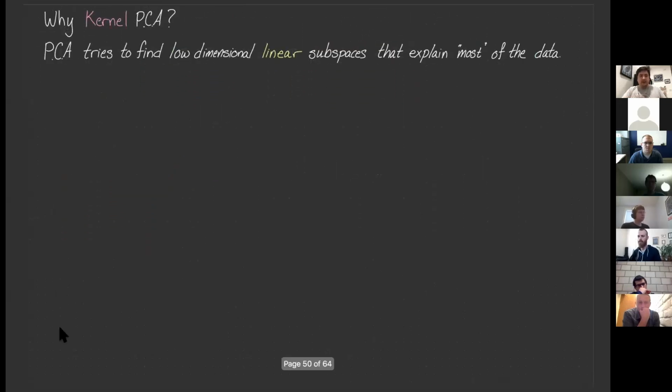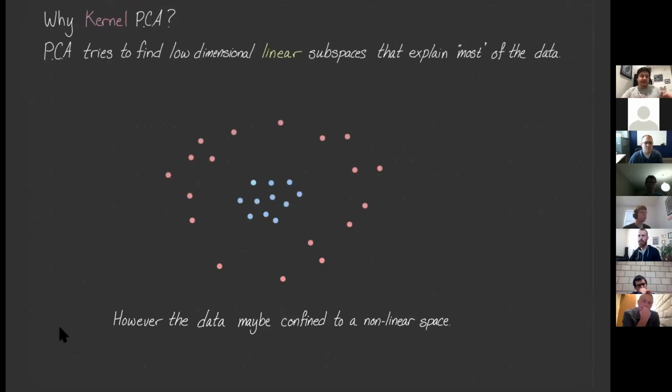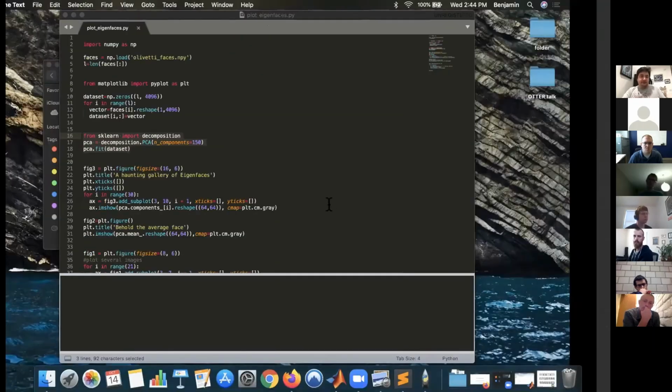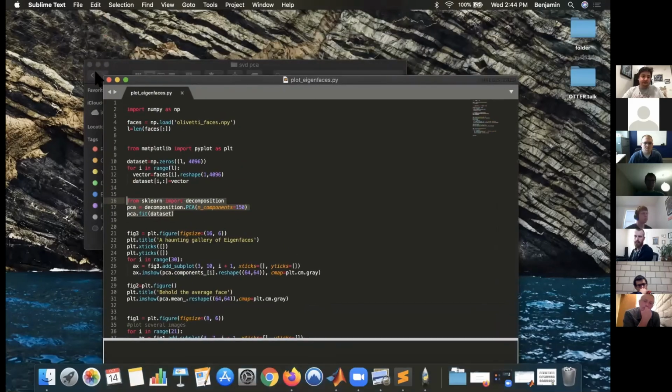All right. So why do we need kernel PCA? Well, PCA tries to find these low dimensional linear subspaces that explain most of the data. But sometimes your data might not be confined to a linear subspace. So here we have some data lying on these circles. And so kernel PCA is used to work with these kinds of things. We could see this here.